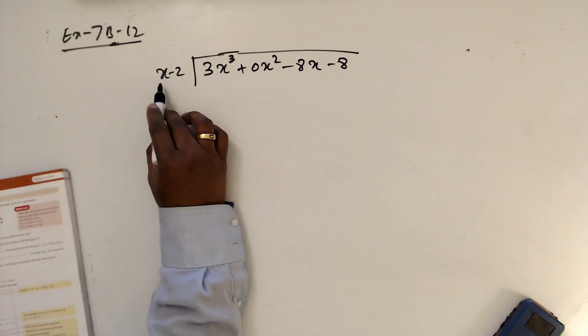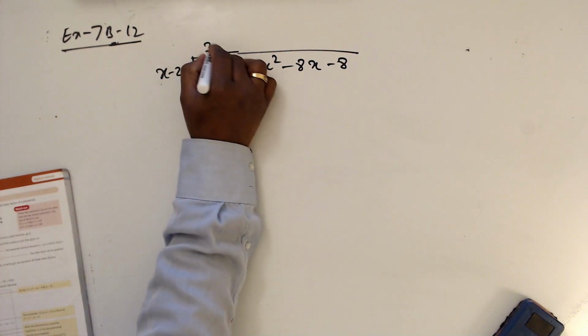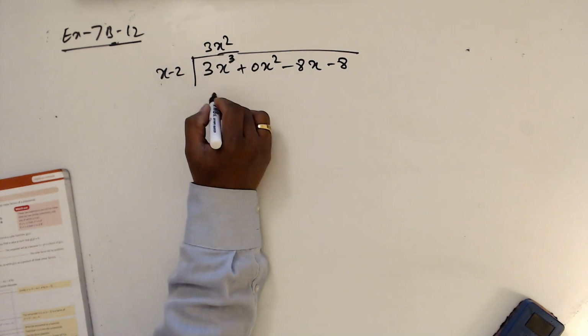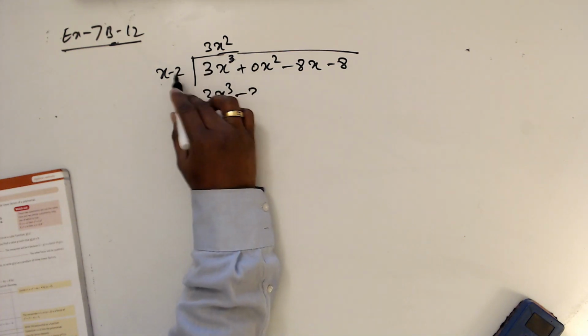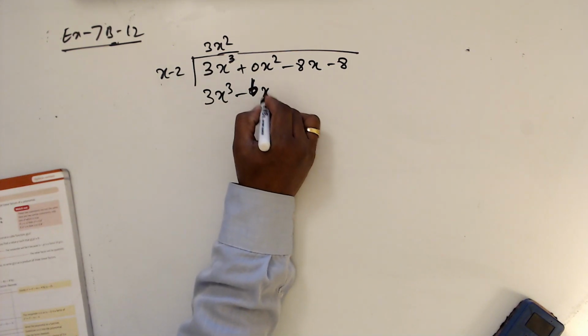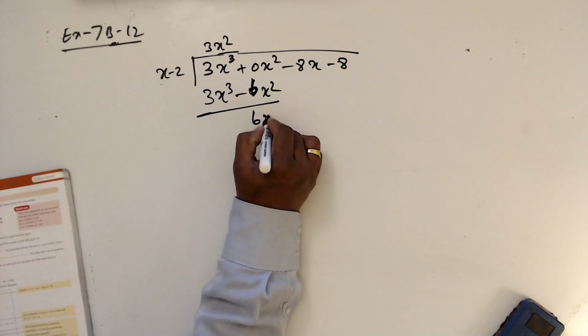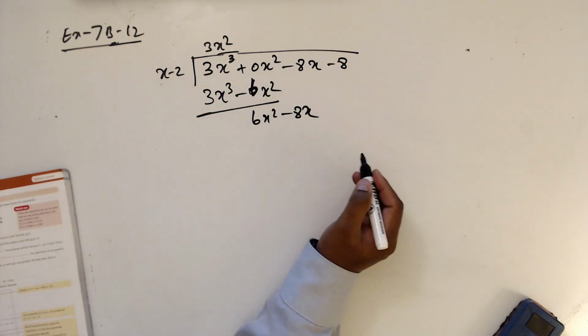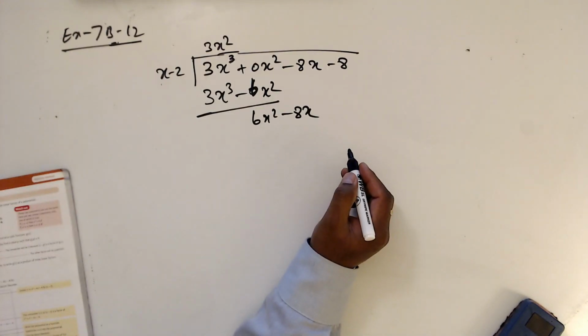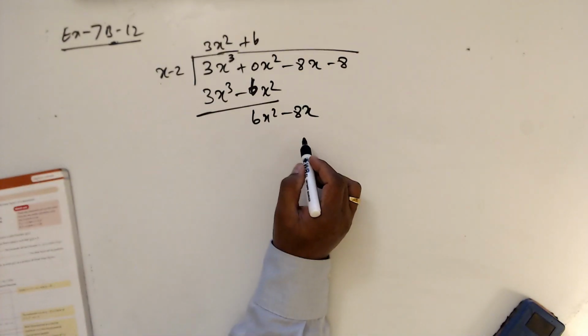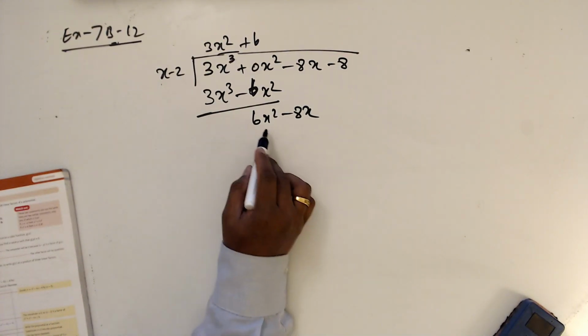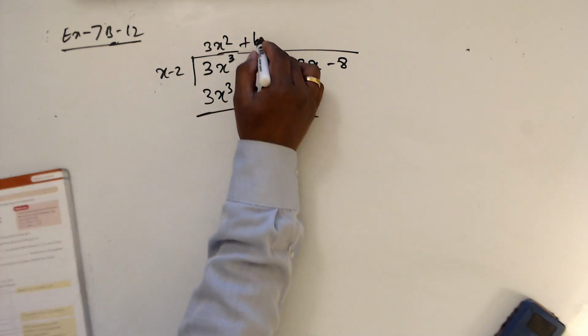3x cubed divided by x, this is 3x square. Then 3x square, 3x cubed minus 3 times 2, 6x square. This is going to be 6x square minus 8x. Then this is going to be 6x square divided by x. This is going to be plus 6x.